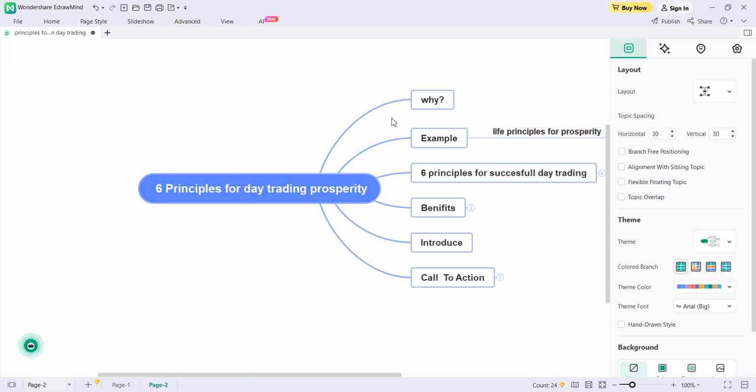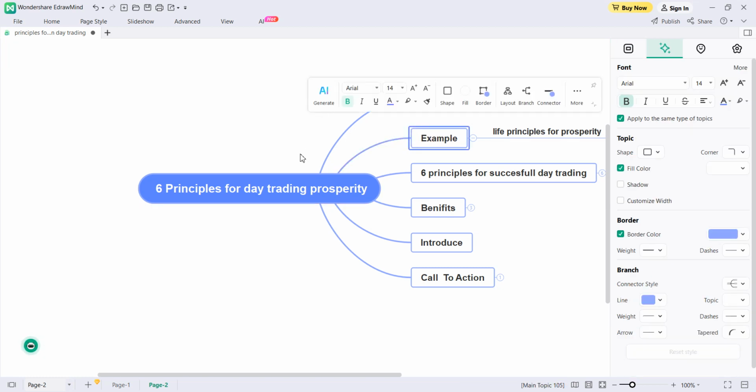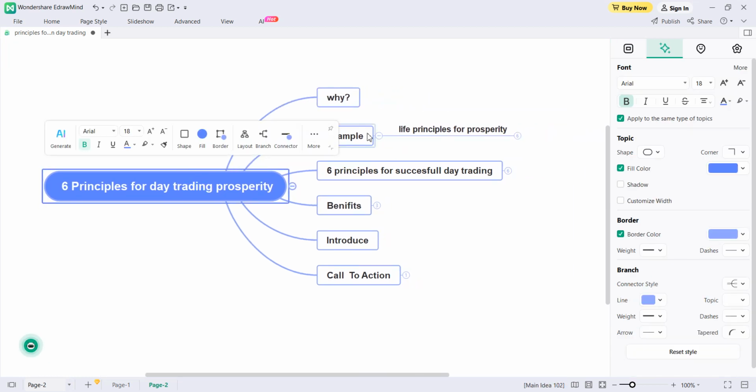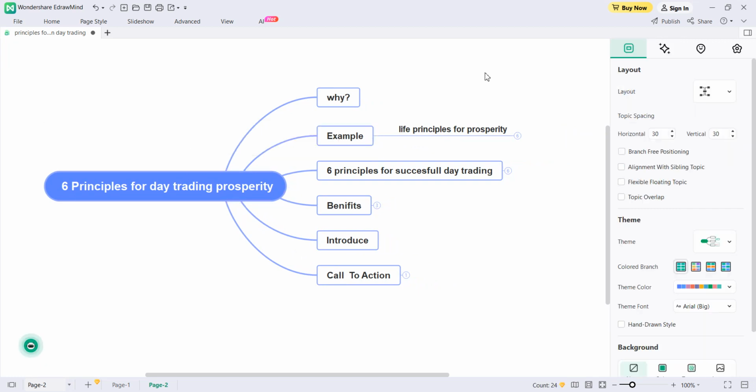The first one is why. Why do you need 6 principles, or the principles for day trading prosperity? What is the reason behind it? I am going to give an example for this. Because when you ask yourself why you are doing some tasks in your life, the reason will motivate you every single time you are doing your task. If you don't know why you are doing all such things, you don't have motivation.